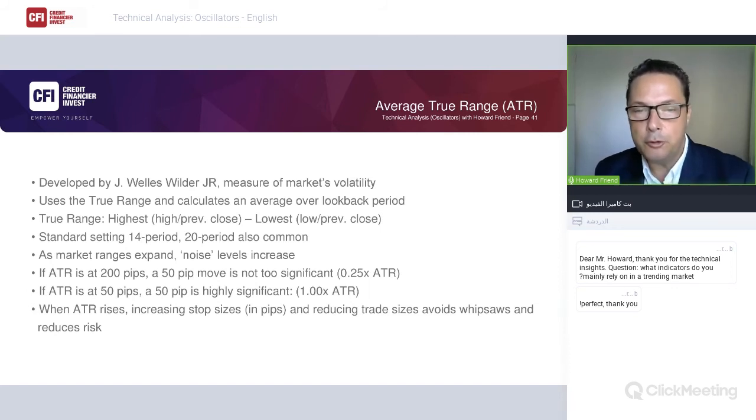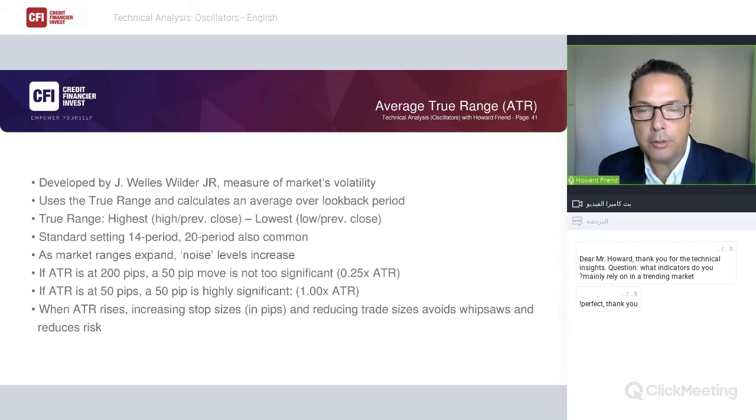So if you're using a 50 pip stop and the average true range is 200 pips, then the 50 pip stop is not a very large number in terms of pips. It's only 25% of the average true range. But if the average true range is set at 50 pips, then obviously a 50 pip movement is highly significant, because we're talking about the market moving at least one average true range.